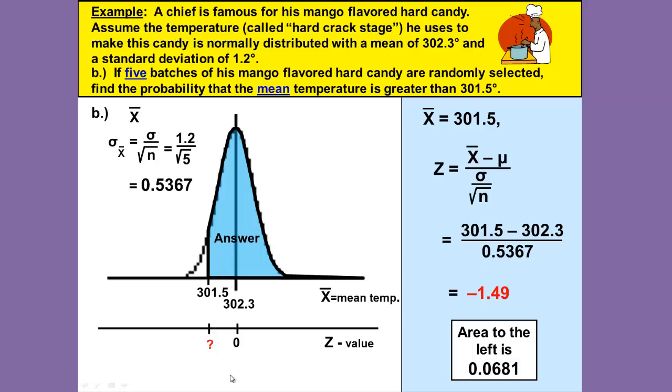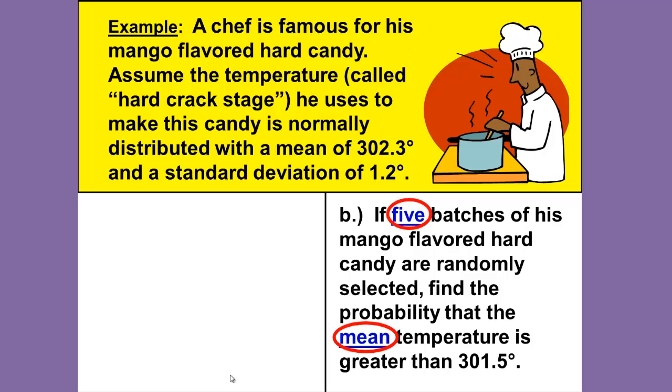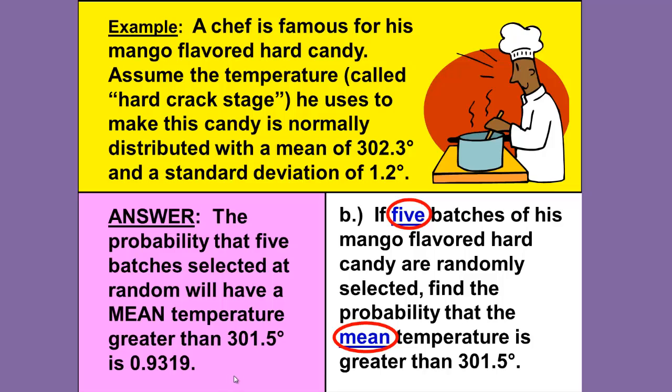Looking up that number in our table gives us the area to the left of 0.0681. So we can mark that, and the area to the left. Since the area to the left is not what we're looking for, we'll do the complement of that and subtract from 1 to get 0.9319. That gives us our answer. The probability that 5 batches selected at random will have a mean temperature greater than 301.5 is 0.9319.